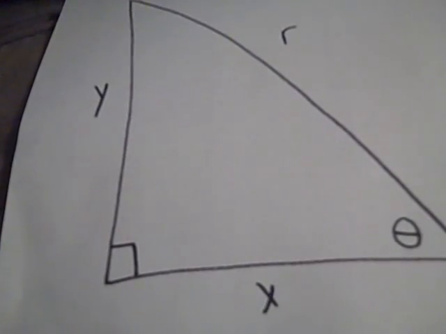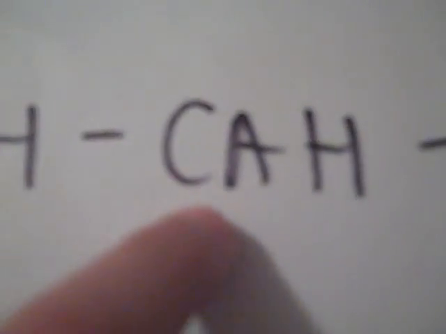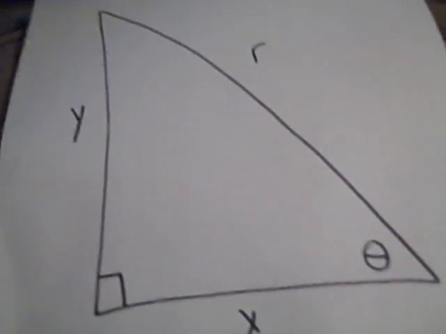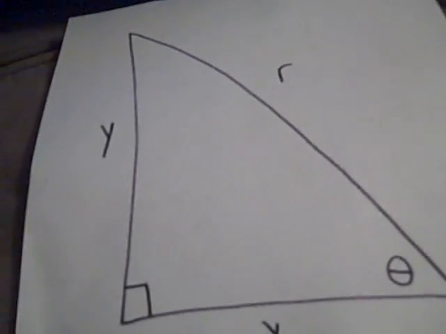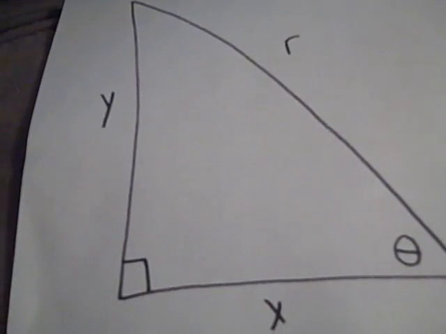So remember, a way to remember these is SOHCAHTOA, because sine is opposite over hypotenuse, cosine is adjacent over hypotenuse, and tangent's opposite over adjacent. So those are the basic ones, but then there's also cosecant, secant, and cotangent.